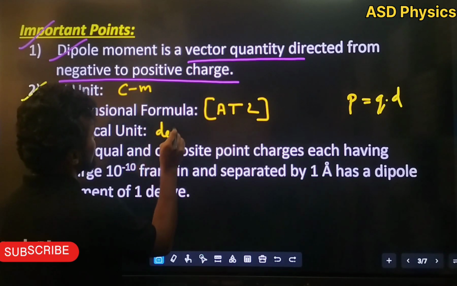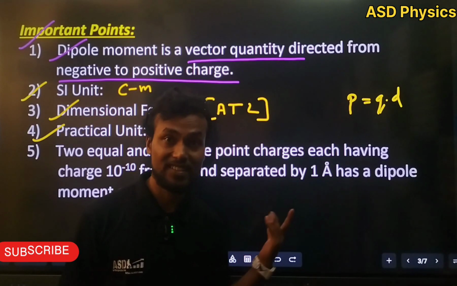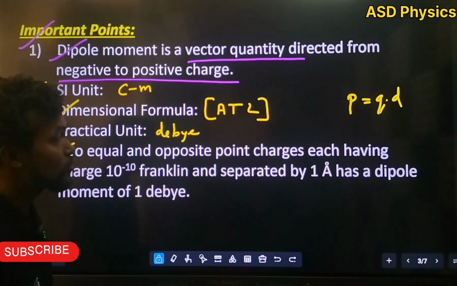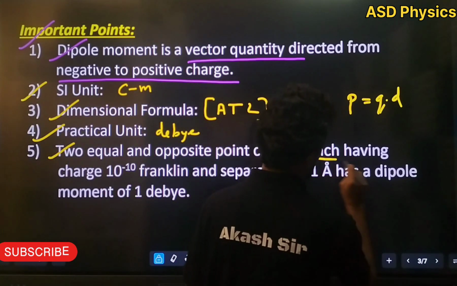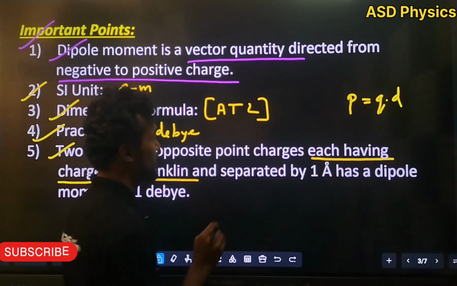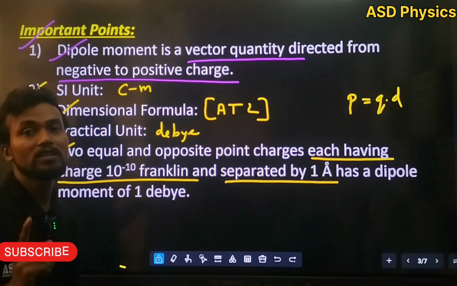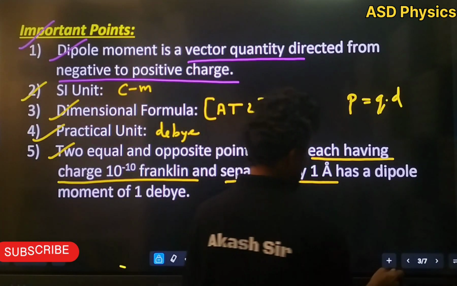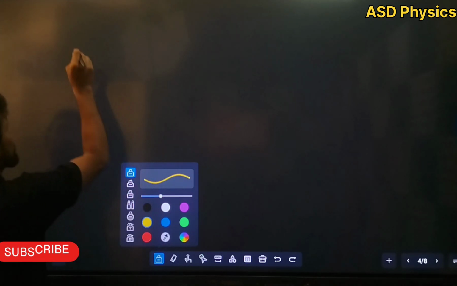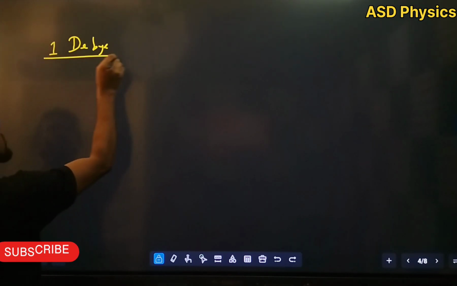And what is the practical unit? Debye. But how to explain this Debye? For that, please remember: two equal and opposite point charges, each having charge 10 to the power minus 10 Franklin, and separated by 1 angstrom distance, then it will be called the Debye. Okay, so let me represent again what we are going to learn. We are going to learn the Debye. 1 Debye. Now what is 1 Debye here?